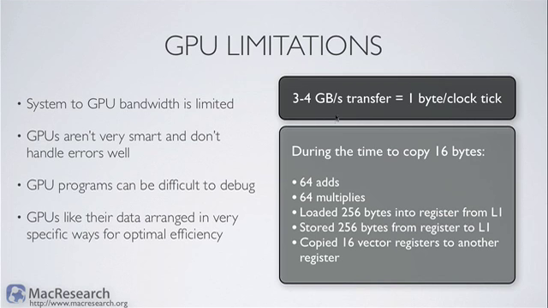Just to give you an idea of what we're talking about, the PCI bus supports about 3 to 4 gigabytes per second of data transfer. On a 3 gigahertz machine, let's say 3 gigabytes per second, that gets us to about 1 byte of data transfer per clock tick. During the time it would take to copy 16 bytes of data, a useful amount of data that you could do something with, say add two double precision numbers together, or four single precision numbers together, what could you have done on the CPU? Well, you could have done all of these things that are listed right here on the CPU in the same amount of time it would take just to copy 16 bytes of data from the system side over to the GPU.